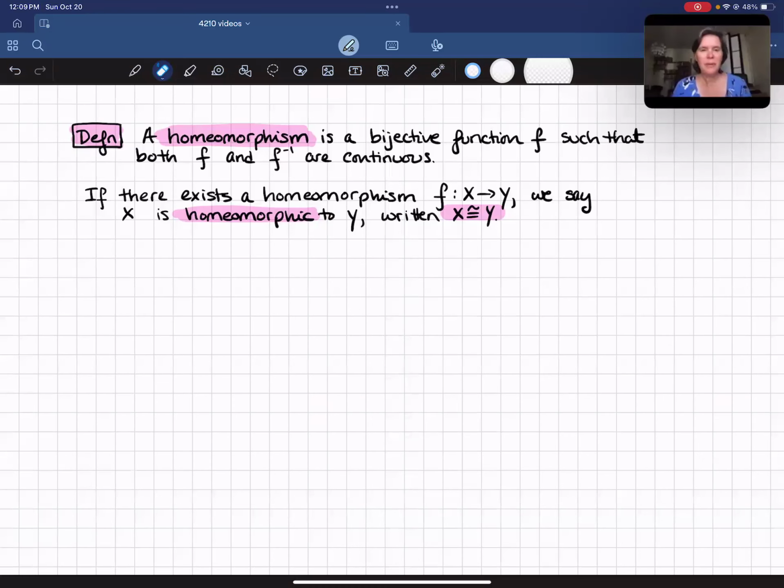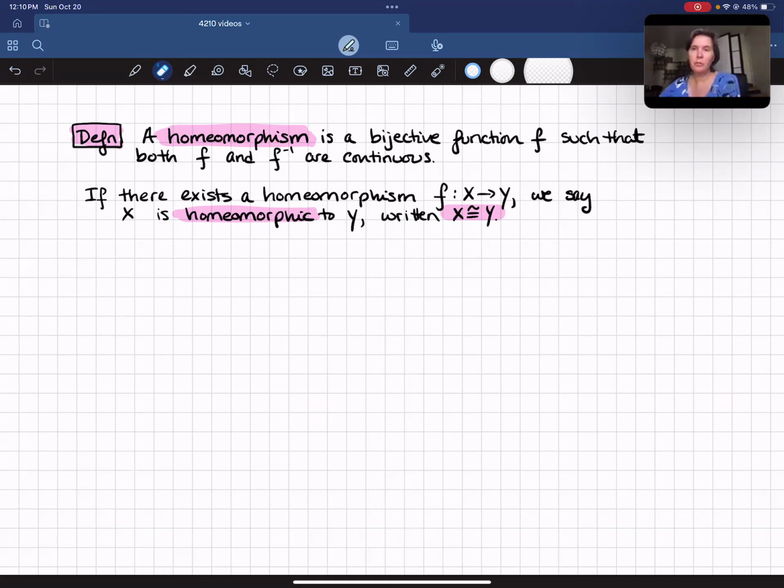Hi, this is Barrett Givens, and in this video we're going to talk about the definition of a homeomorphism, and we will do an example. So a homeomorphism is a bijective function f such that both f and f inverse are continuous.